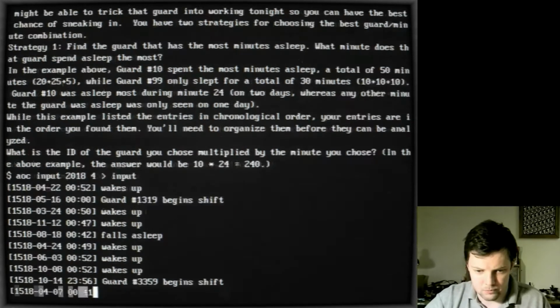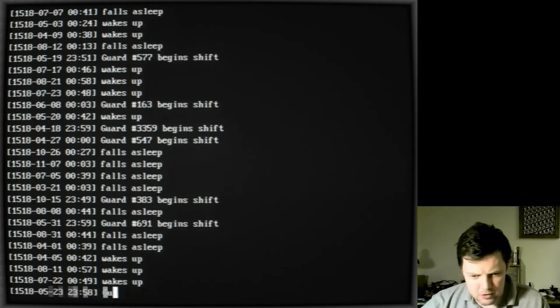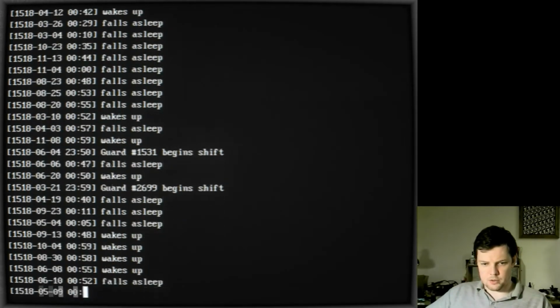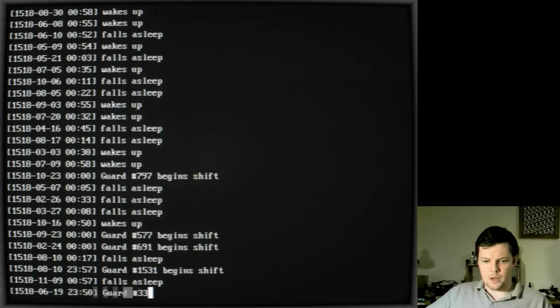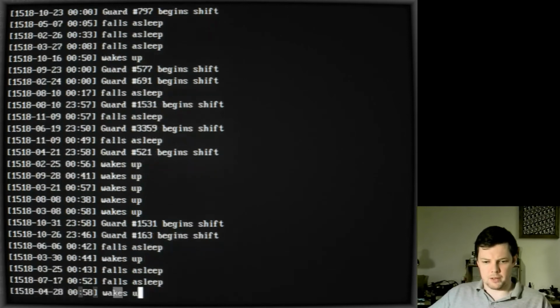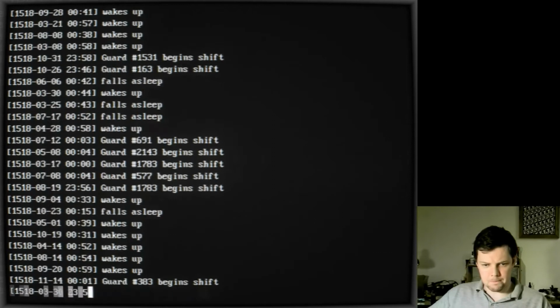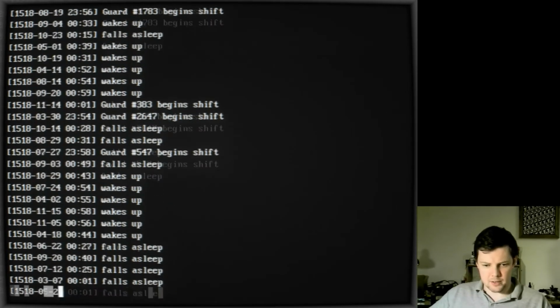Okay. Rather than making my program sort this input file, I might just sort the input once. Oh, so some of the timestamps aren't within the midnight hour. Ah, but they always fall asleep within the midnight hour. But they can begin shift before midnight. So the point there is we need to increment the date.